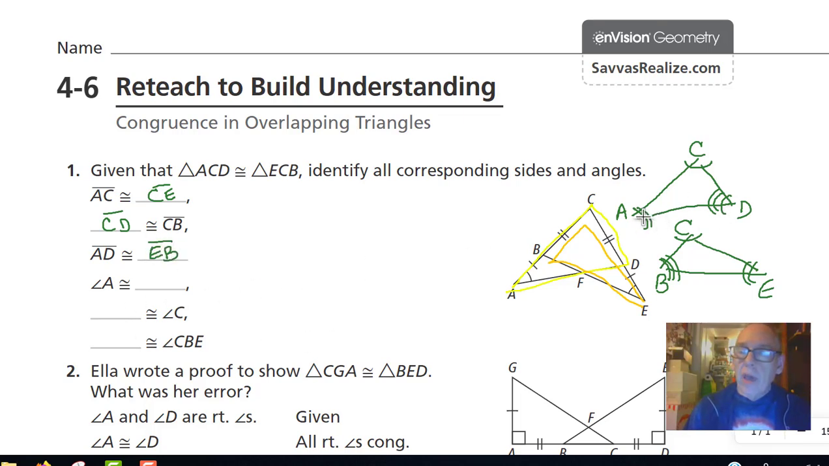And angle A is congruent to angle E. Angle C is congruent to angle C. And angle CBE, which is the 3 marked angle, is congruent to the other 3 marked angle, which is CDA. Okay, let's move up.